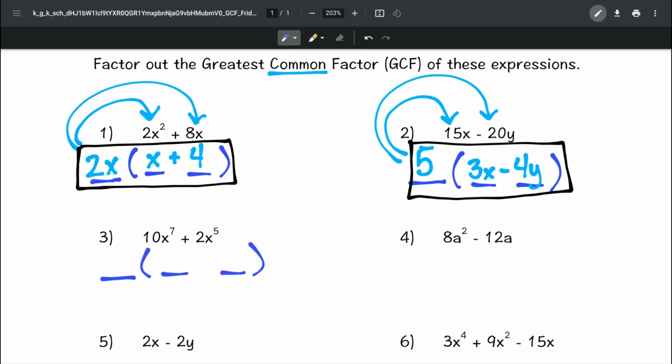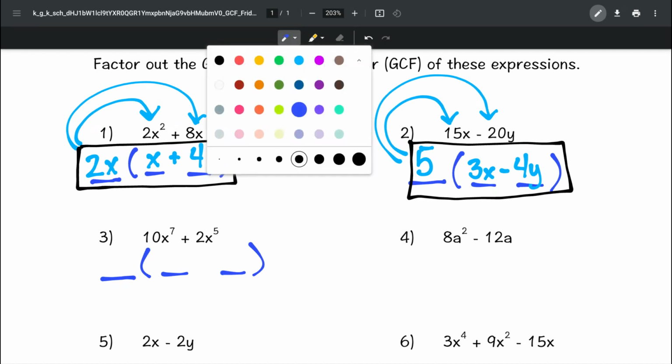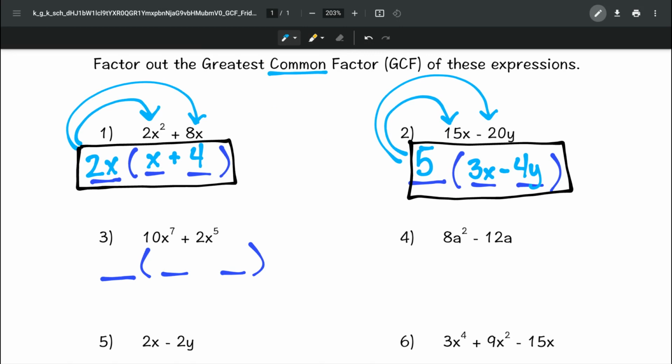My job is to find out what they are. So I look at the numbers in front first, those coefficients. I've got a 10, and I have a 2. One number goes into both of those that would serve as its greatest common factor, and that is, of course, 2. It's always helpful when we have even numbers because you know that at least 2 will work. It's a good place to start. Okay, so I've got 2, so I'm good with my coefficients.